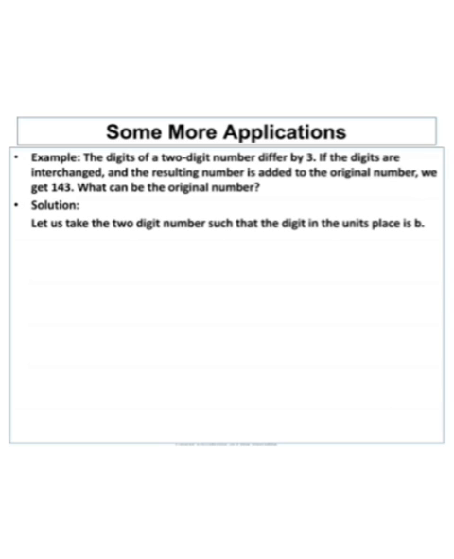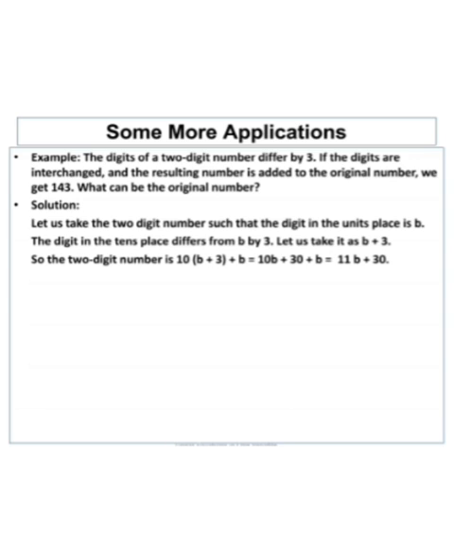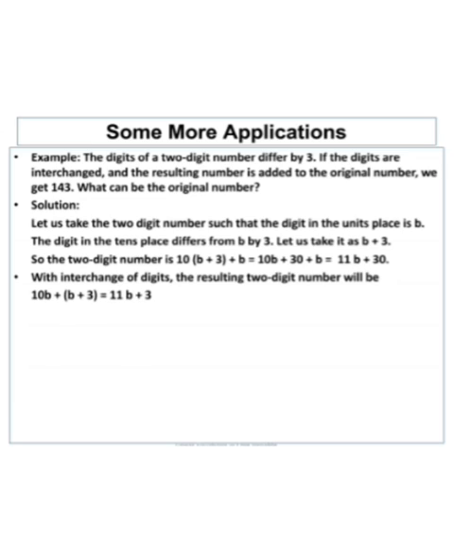Let us take the 2-digit number such that the digit in the unit place is b. The digit in the tens place differs by 3. So that is b plus 3. So the 2-digit number is 10 into bracket b plus 3 plus b. That equals 11b plus 30. Now next they have told us with interchange of digits, the resulting 2-digit number will be 10b plus b plus 3 is equal to 11b plus 3.